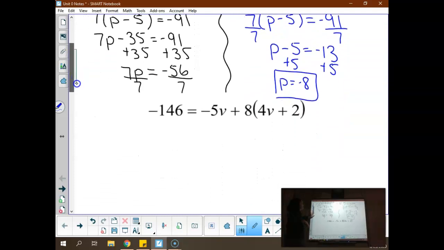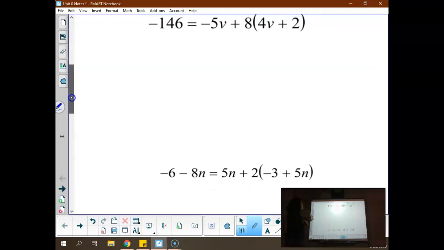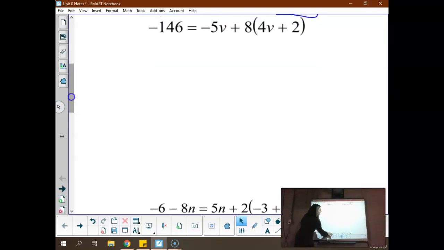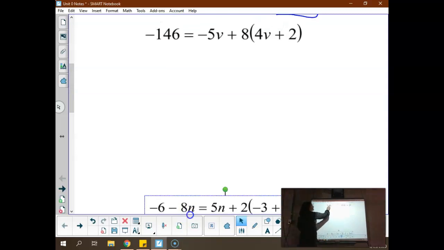All right, example 2. I'm actually going to bump this down a little bit so we can see. The second one is negative 146 equals negative 5 plus 8 times the quantity 4v plus 2. Now, here's the problem. We can't use that cool method that we just saw with dividing by 8 because of this punk right here. So we are going to have to distribute on this one.